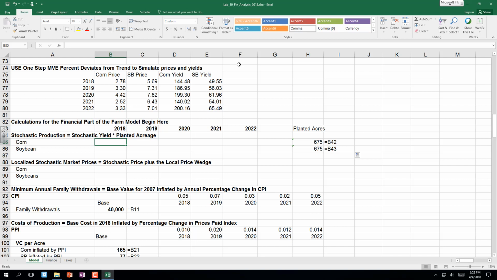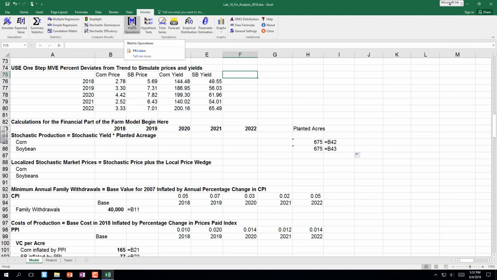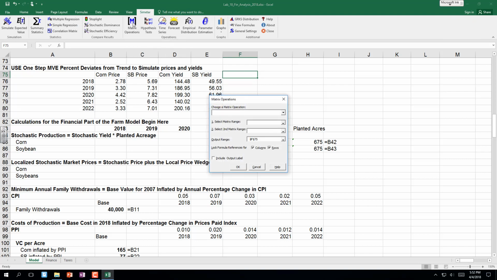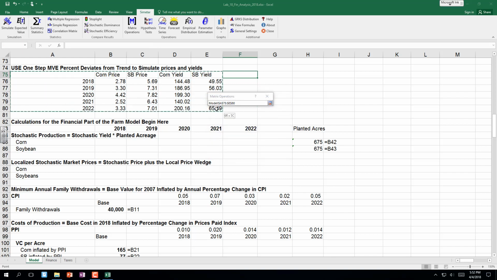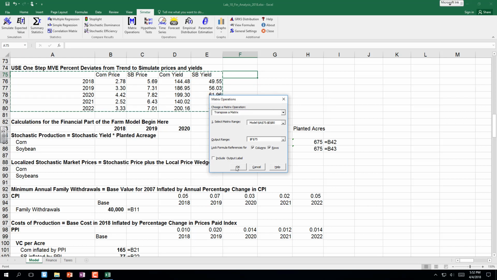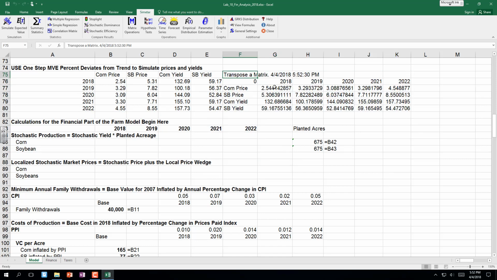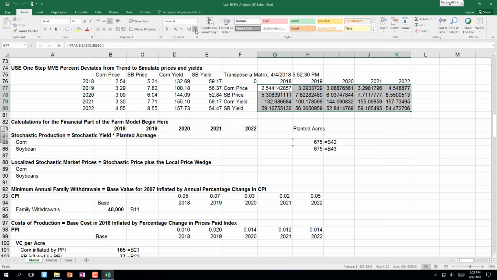Right! Okay, we're going to come right over here and go to Simetar and matrix operations. And we're going to transpose. You just type trans and it will do it for you. We're going to select this range. We're going to transpose the whole thing. Just like that. I'm including output. A label. There's my transposed data. Good deal. Now, get rid of all those surplus digits.